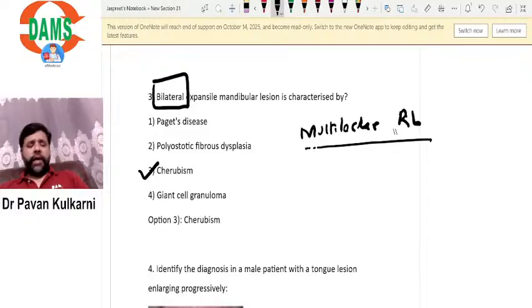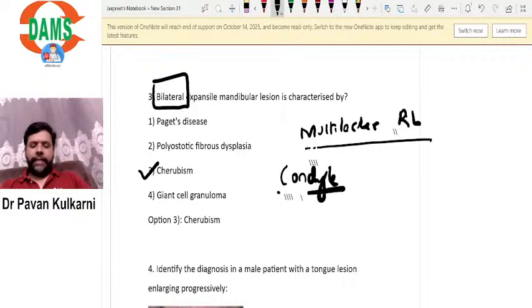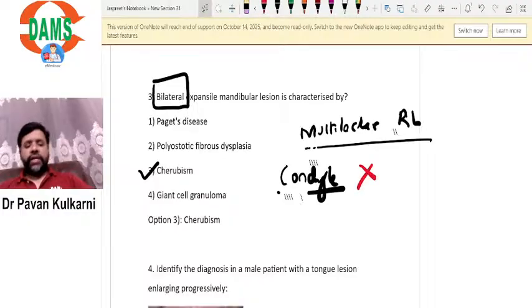And this Cherubism is expansile. The maxilla is expanded, and even the mandible is expanded. Remember, all parts of the maxilla and mandible are affected by Cherubism except the condyle. So remember, the condyle is never affected by Cherubism. That's a point you have to remember about this.